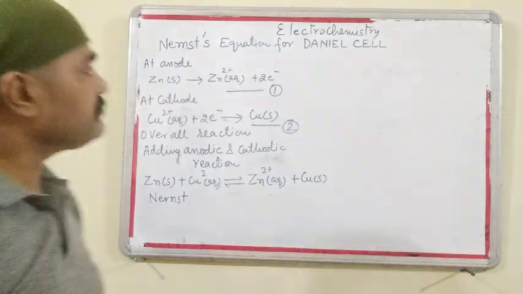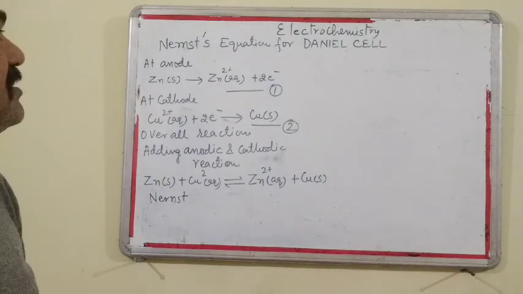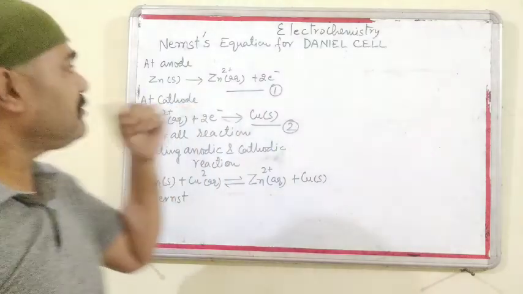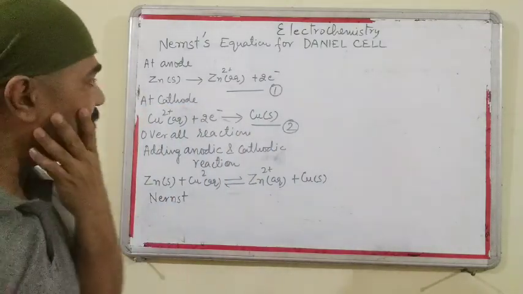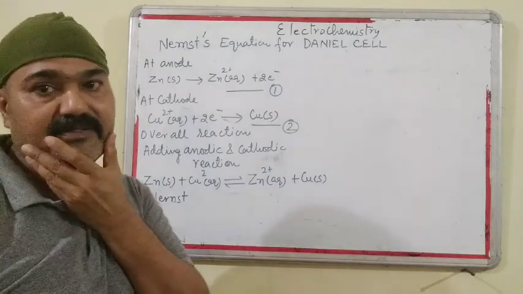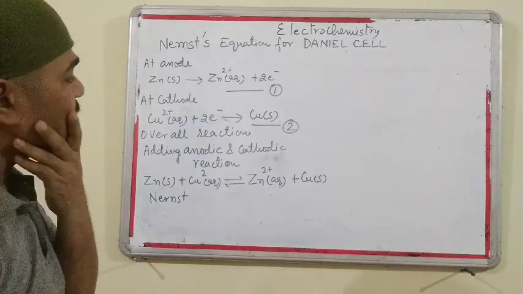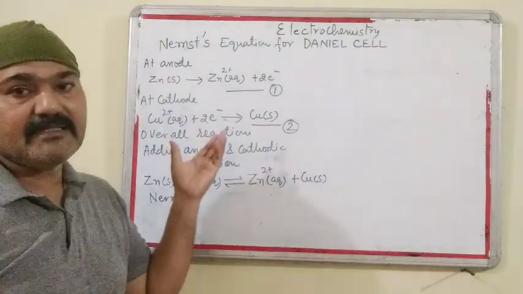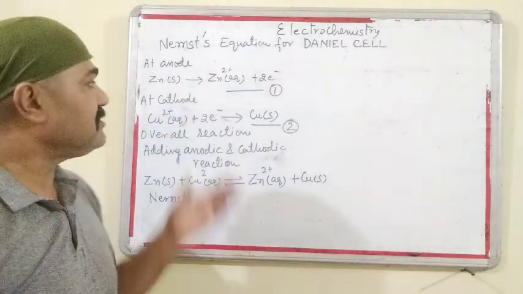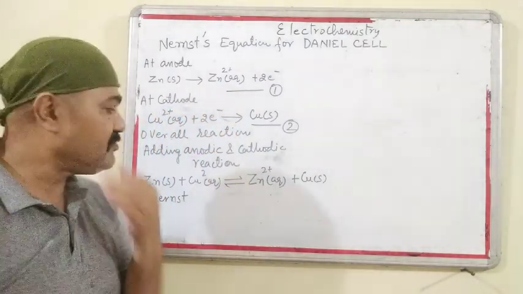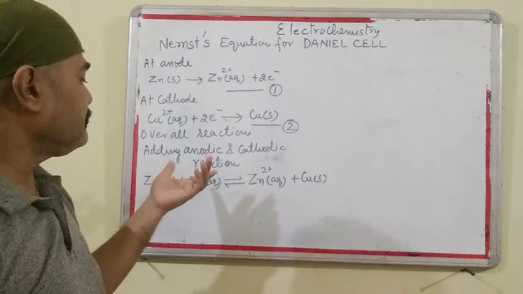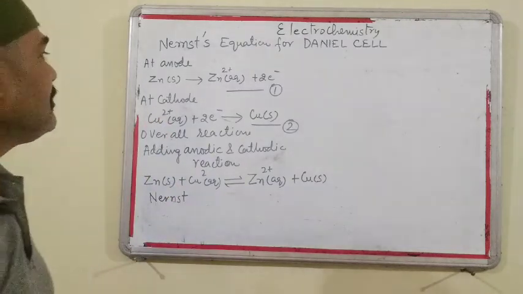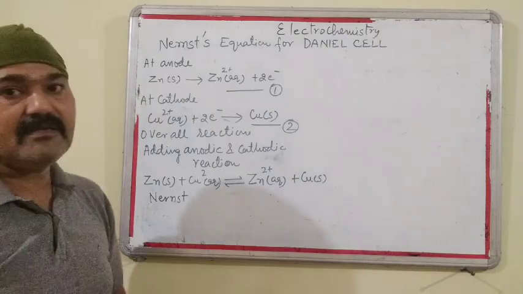Good morning, students. Today we are going to study the Nernst equation for the Daniell cell. With the help of this equation, we can find the value of the EMF of the Daniell cell for different concentrations of zinc sulfate and copper sulfate. We know that the left section, which works as anode, has zinc sulfate, and the right section, which works as cathode, has copper sulfate.